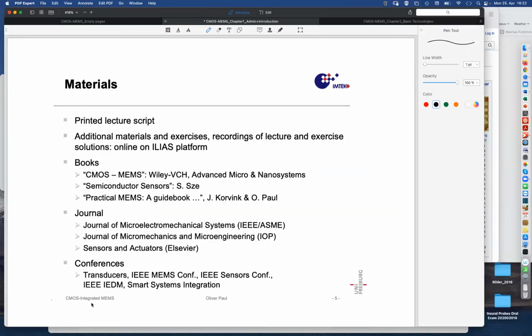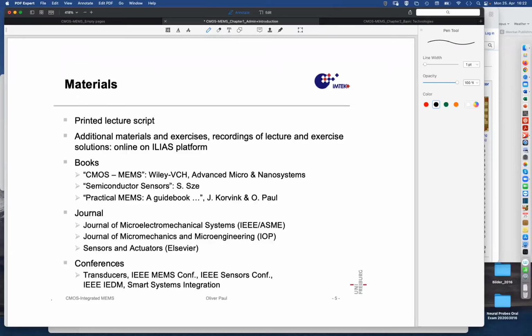So then, what additional resources are there? There is a book, CMOS MEMS, which I think we have in the library. It's from Wiley-VCH, a compilation of chapters contributed by eminent colleagues of mine.